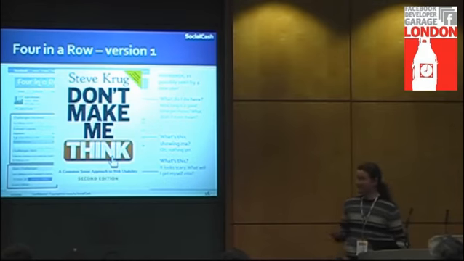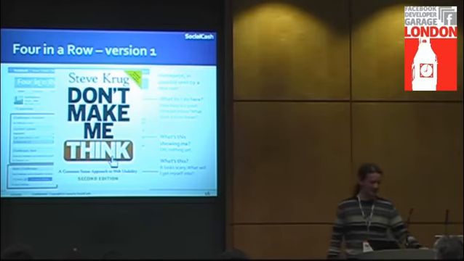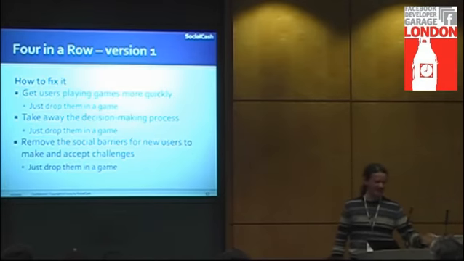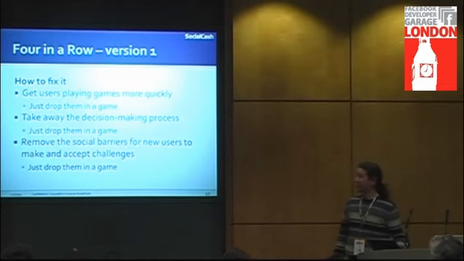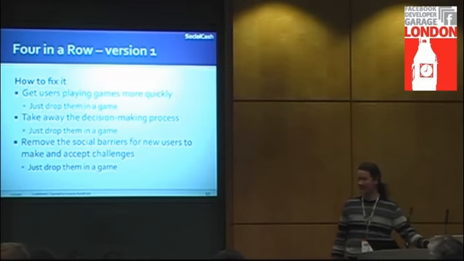And I thought about this book, which I read about 5 years ago, which is still relevant enough, even if it feels a bit old. Even if you just remember the title, Don't Make Me Think. I was asking my users to think and make too many decisions. So to try and fix it, I needed to get users playing games. I needed to take away any decision-making process, stop asking them questions, and also try and remove the social barriers around deciding to challenge a friend or a stranger and putting themselves out there as, I'm challenging the world to Connect 4.